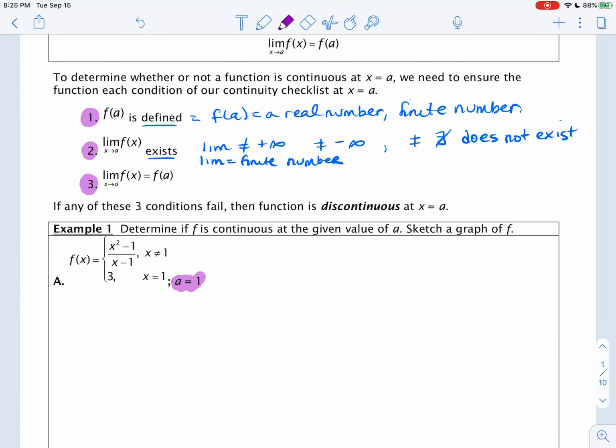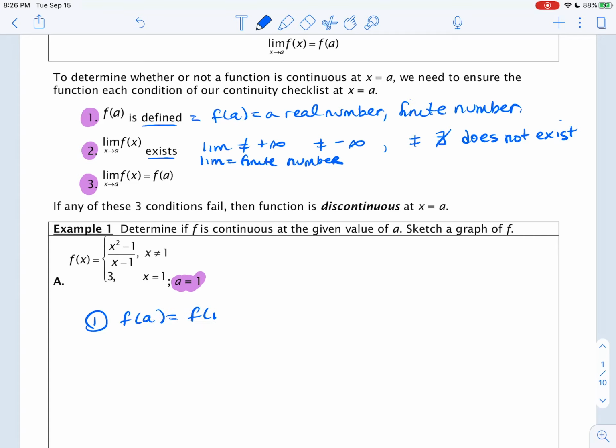So we're going to go through and verify or determine if a function is continuous at a particular value of A. And usually you'll get some piecewise defined functions here to determine that, or you might be given a graph. So let's look at that. So here we've got this f of x equal to x squared minus 1 over x minus 1 if x is not equal to 1, and 3 if x is equal to 1. Now we can go ahead and graph it and determine if this is the case, or we can take our limits. So we can start with number 1.